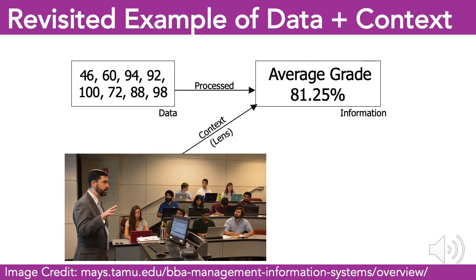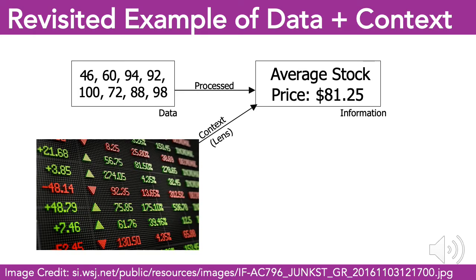This data may take on different meaning through a different lens, through a different context, right? Within the context of the stock market, these numbers may very well represent the way that stocks closed for the day, right? So the average stock price we can derive from this data was $81.25, right? The context is necessary to understand what the data are capturing, and therefore the information that we're processing from that data.